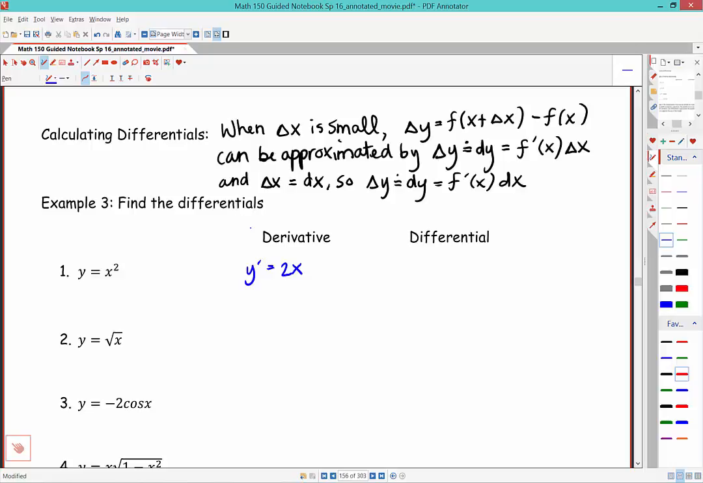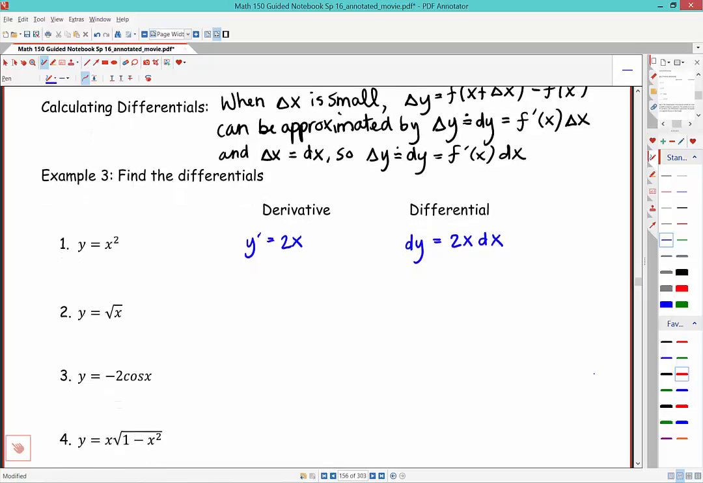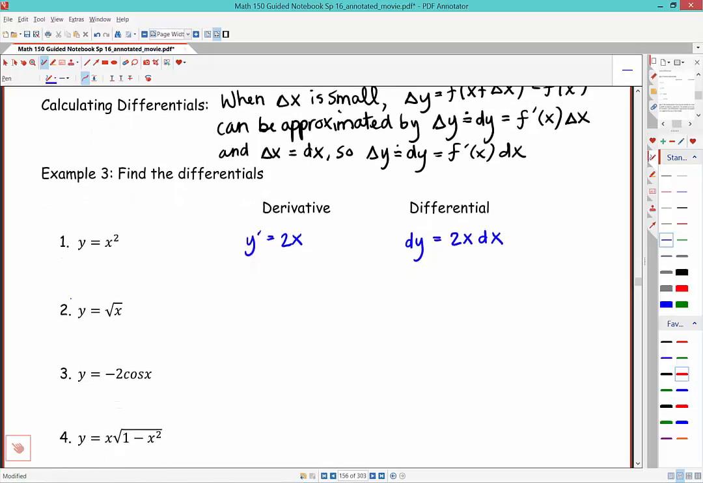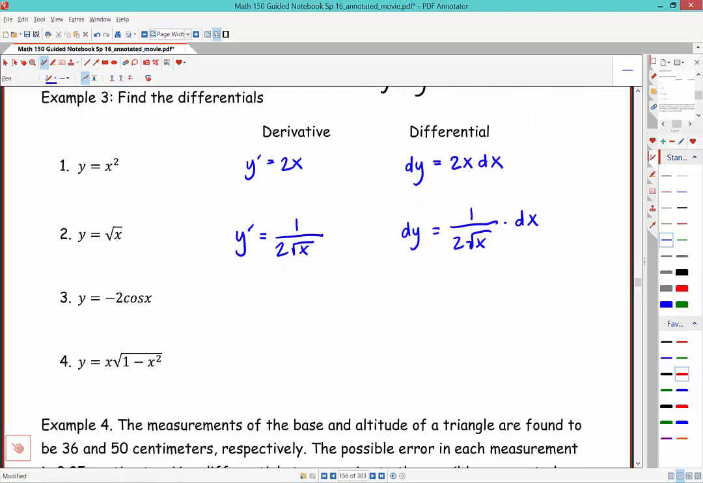Good. It would just be dy is equal to 2x times dx. See? Not bad at all, right? Now, over here, the derivative, if you recall, is equal to 1 over 2 root x. And what's our differential? dy is equal to 1 over 2 root x times dx.